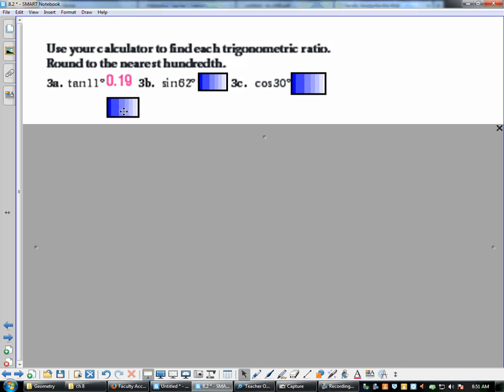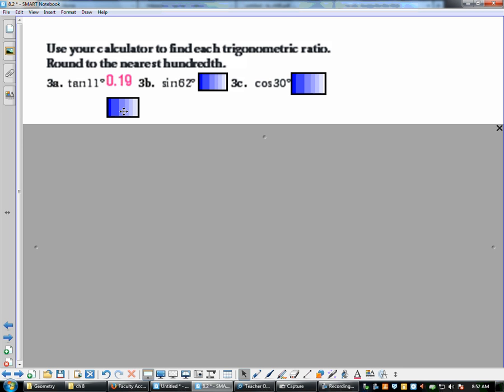Pardon me? Just like that. Oh, you did tangent inverse. You just want tangent of 11. Enter. No, that's not what you want. What is that? Okay, you're in like radian mode. Let me come back and work with you on that one.